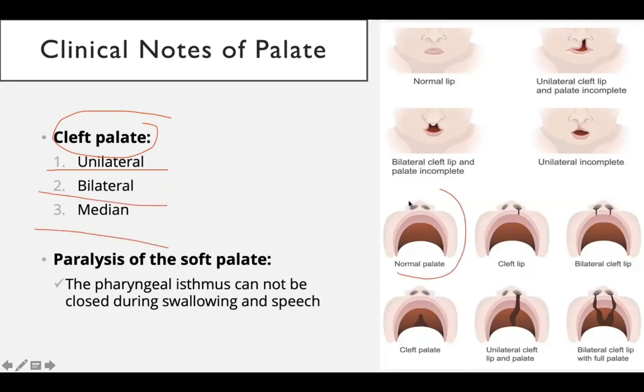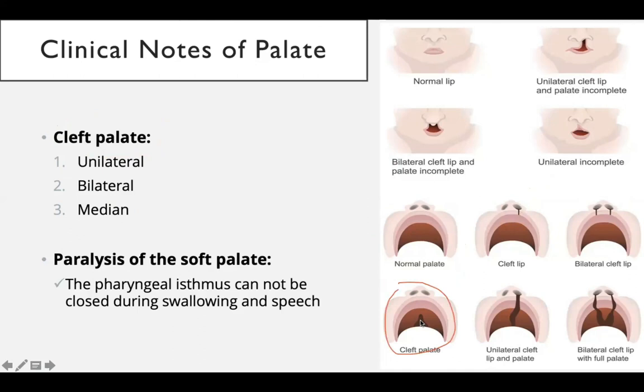So if this is a normal palate, then there is cleft palate, and then there is bilateral. This is unilateral, this is bilateral, and if there is a median one, then there is median cleft palate. We also have some other things here. This is also a cleft palate, but it's not complete.